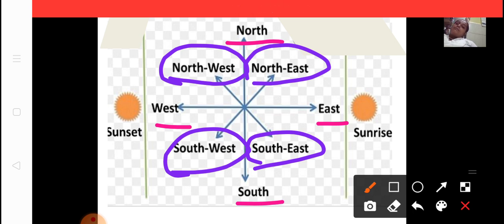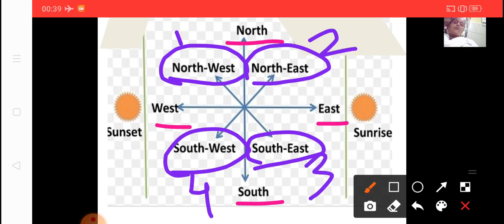So how many sub directions? 4 sub directions. Northwest, northeast, southeast and southwest. The area which lies between north and west is known as northwest. The area which lies between north and east is known as northeast. And the area which lies between east and south is known as southeast. And the last, the area which lies between south and west is known as southwest. So these are the four sub directions.